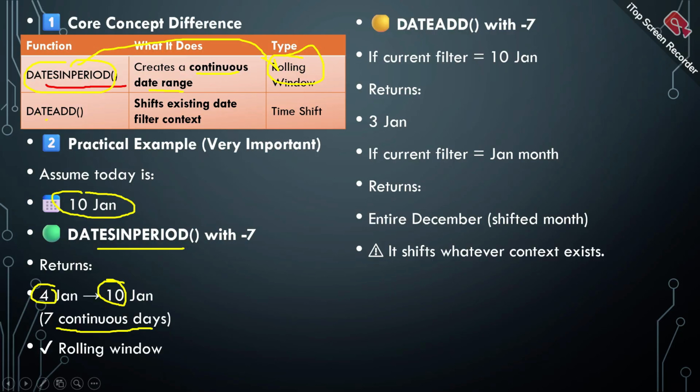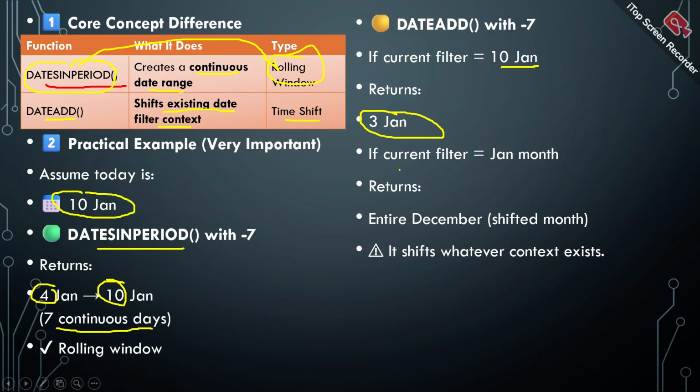But what happens in DATEADD? It shifts the filter context. Meaning it is doing time shifting. For example, with the same date range, date 10 Jan, it returns the 3rd Jan. So one date gets excluded.